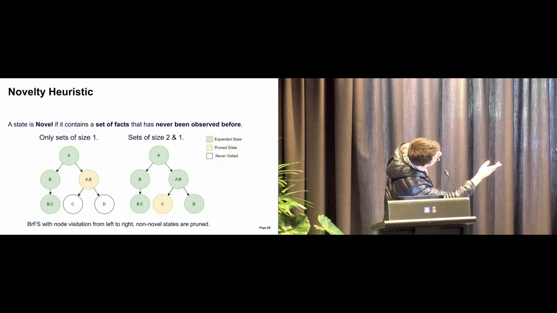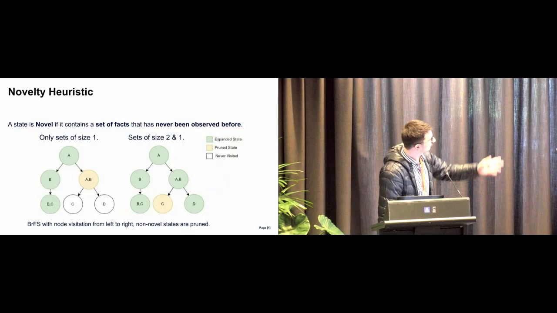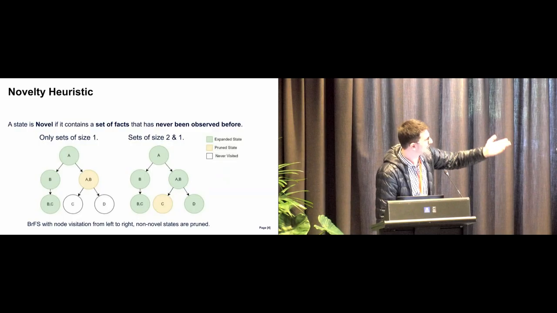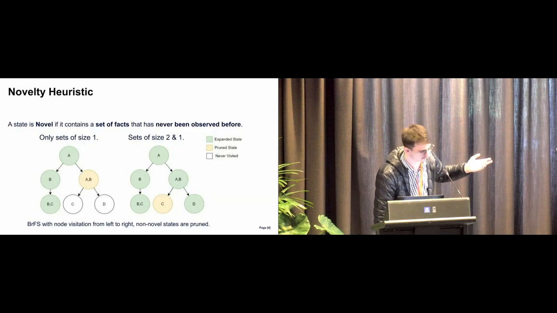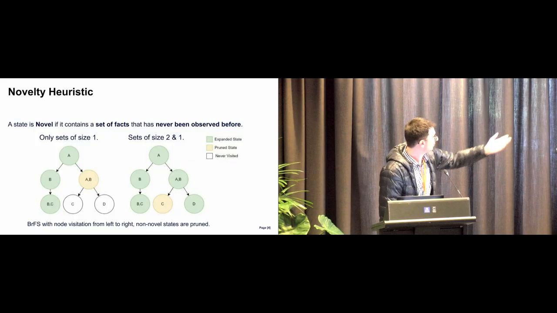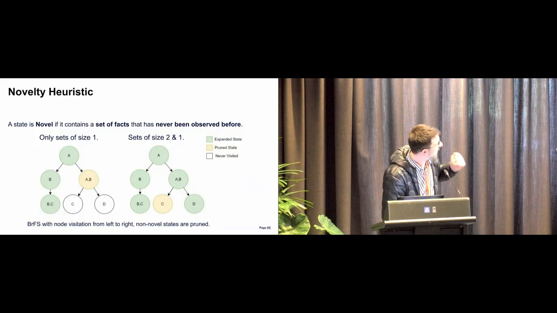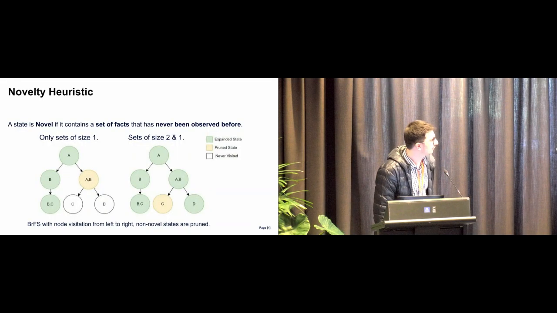The first state is novel, the second state is novel. The third one in this case is not, because we have seen A and we've seen fact B already. Here the letters are the facts. Then BC is novel because we haven't seen C. If we look at sets of size 2 in this case, then AB is novel because it's the first time we see facts A and B together. And BC is novel, but then we have already seen C, and so we prune it in this case.